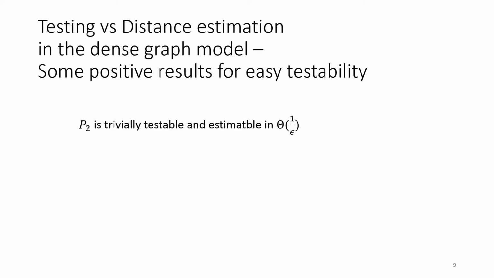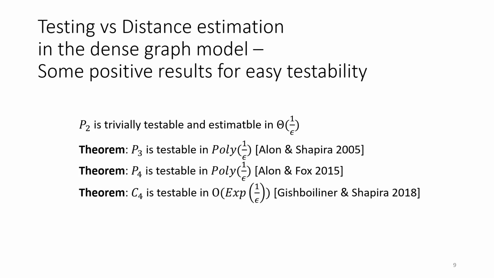P2 freeness is trivially testable and estimatable. Induced P3 and P4 freeness were shown to be polytestable. Induced C4 freeness was shown to be testable in query complexity exponential in epsilon, which is a large improvement on the former higher bound of a tower of log 1 over epsilon. The question of whether it is polytestable is still open.